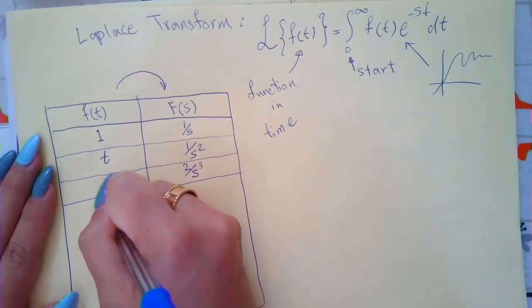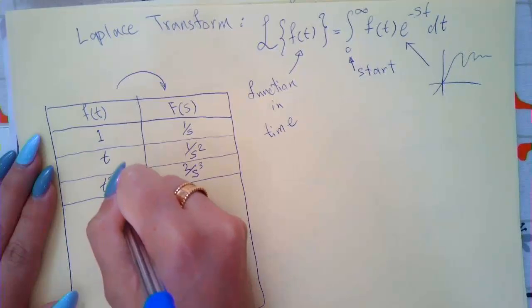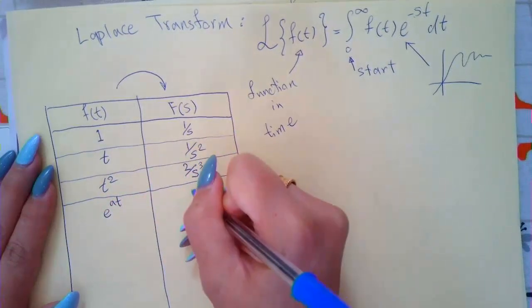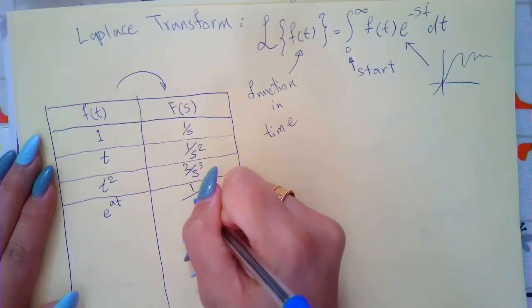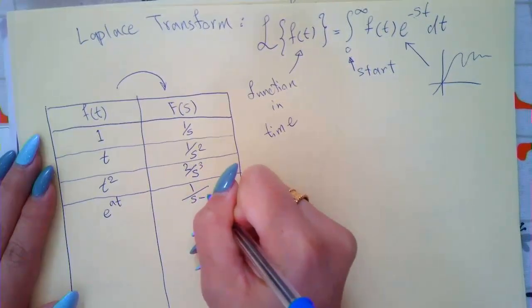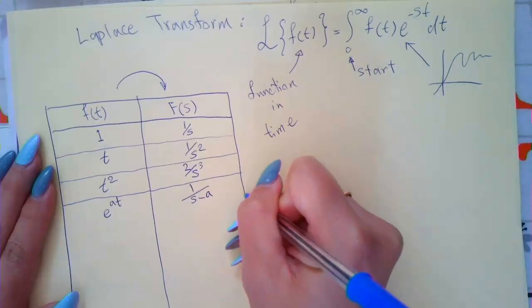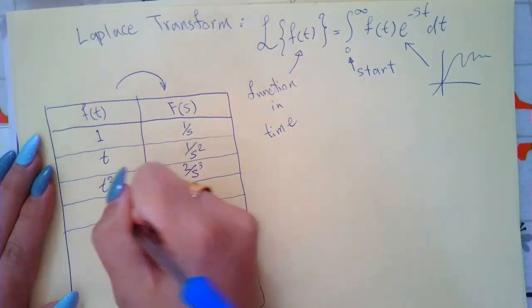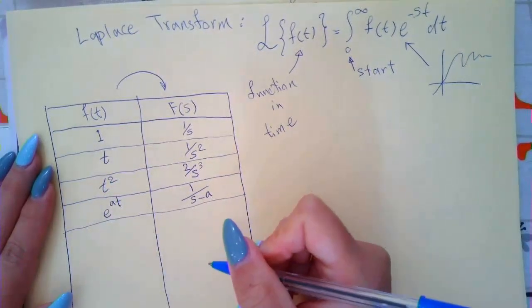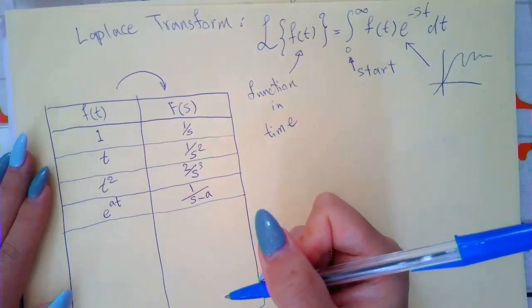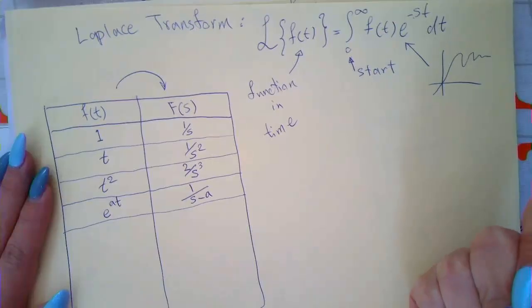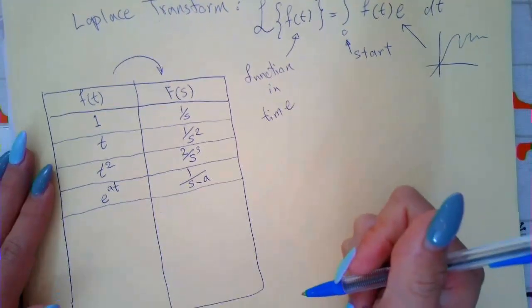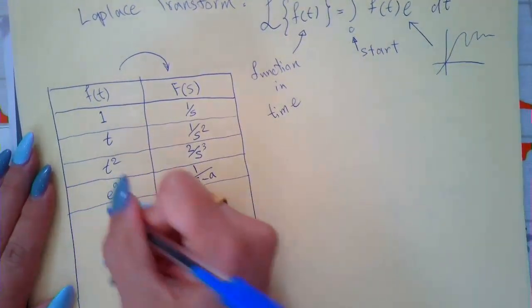Now let's do one exponential. If I have e to the power of at, I am going to have 1 over s minus a, where a is a constant. And let's do some more examples. I think I have enough space to have some more examples.